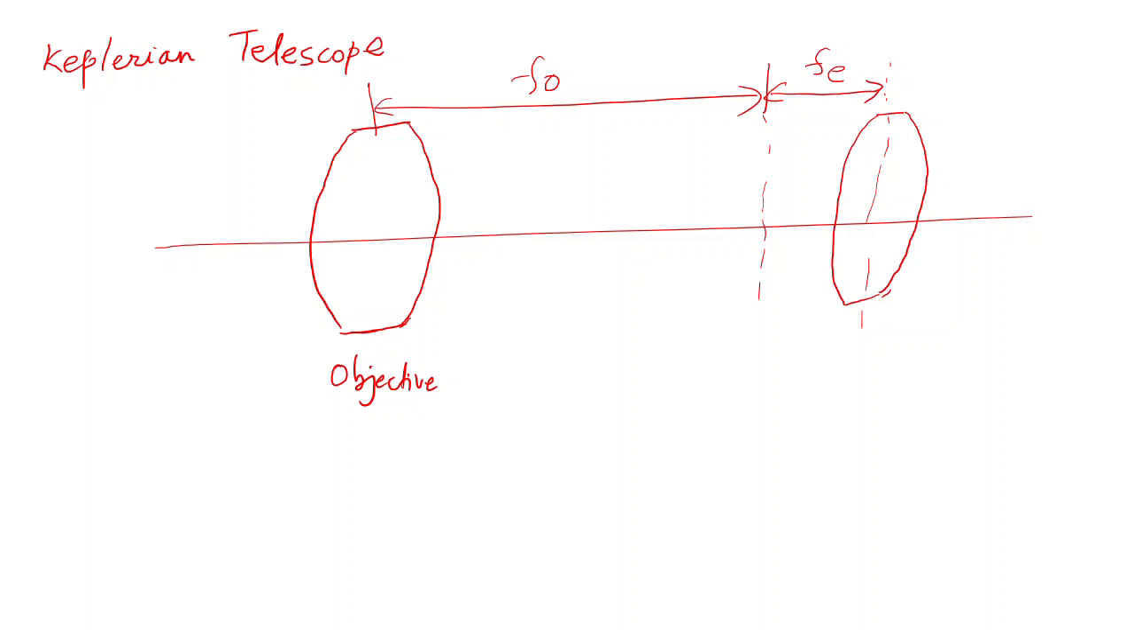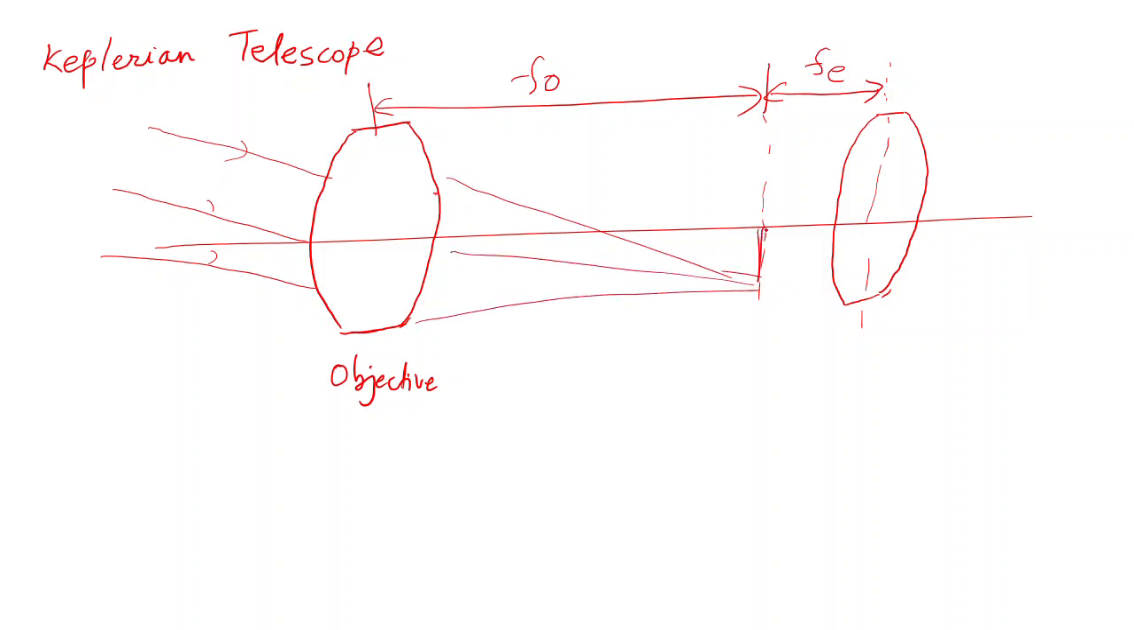Now when rays of light are coming in here, they form an inverted image right there. And the rays of light that are going into this eyepiece that is here get refracted.